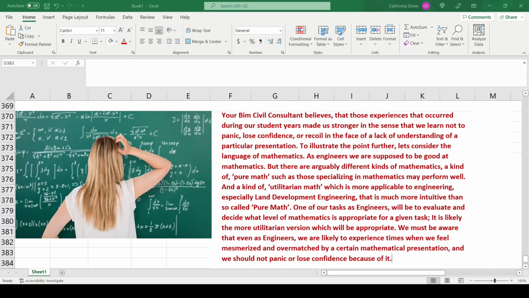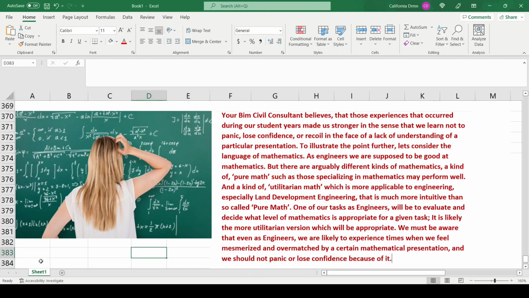Your BIM civil consultant believes that those experiences that occurred during our student years made us stronger in the sense that we learned not to panic, lose confidence, or recoil in the face of a lack of understanding of a particular presentation. To illustrate the point further, let's consider the language of mathematics.